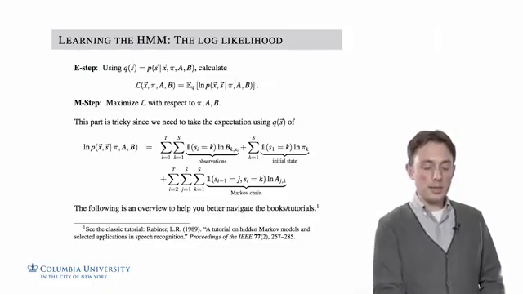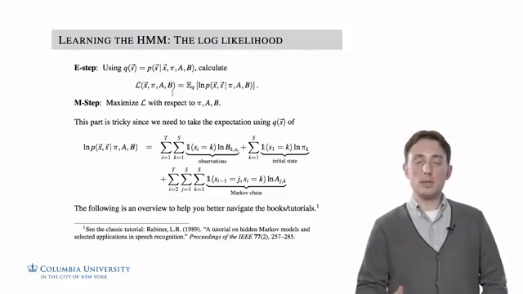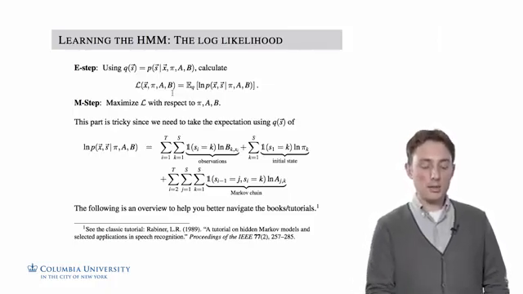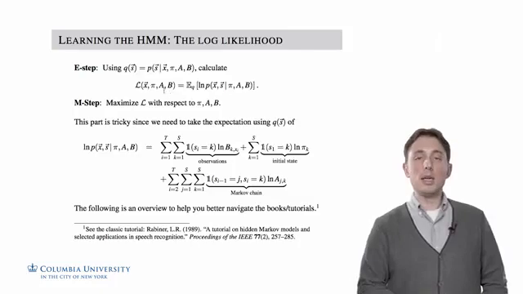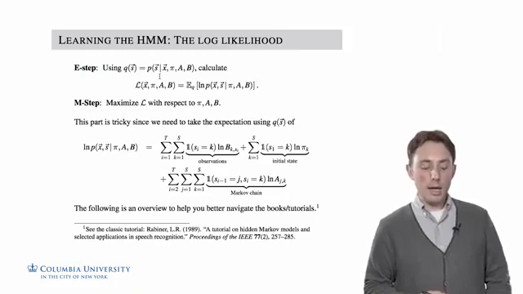And so that's the E step, where we get this objective function, where we have integrated out the state sequence, or summed out in this case. And now it's a function of the HMM parameters, which leads to the M step, where we maximize this thing with respect to pi, A, and B.